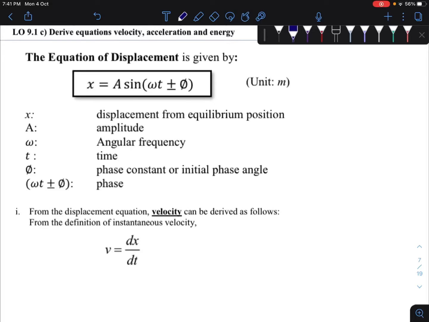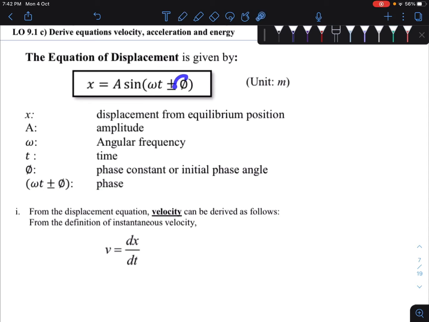Assalamualaikum and hi. In this video, we are going to look at the learning objective 9.1c, to derive the equation for velocity. The next video is to derive the equation for acceleration, and another video to derive the equation for energy. We are going to start with the equation of displacement, given as x equals A sin(omega t plus or minus phi).